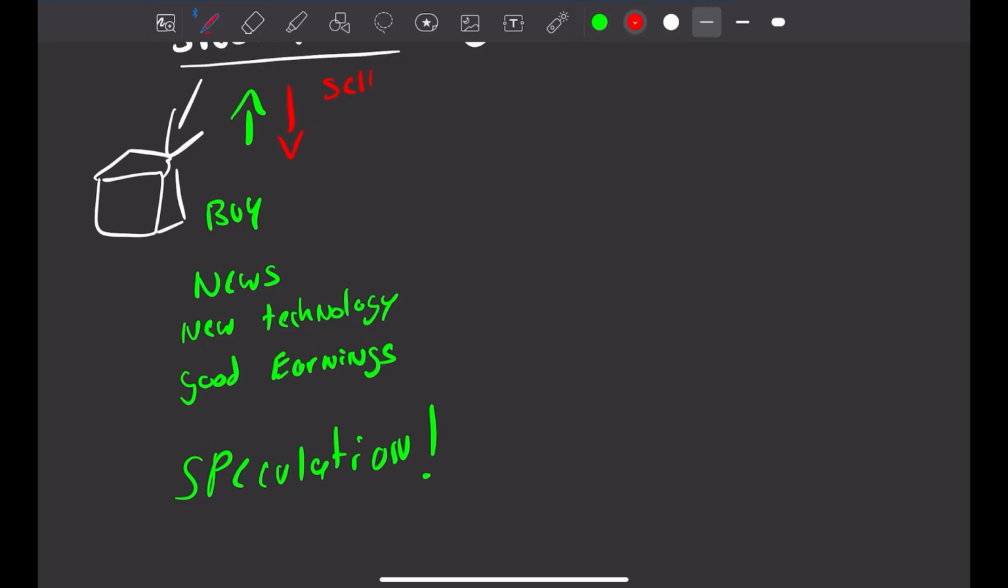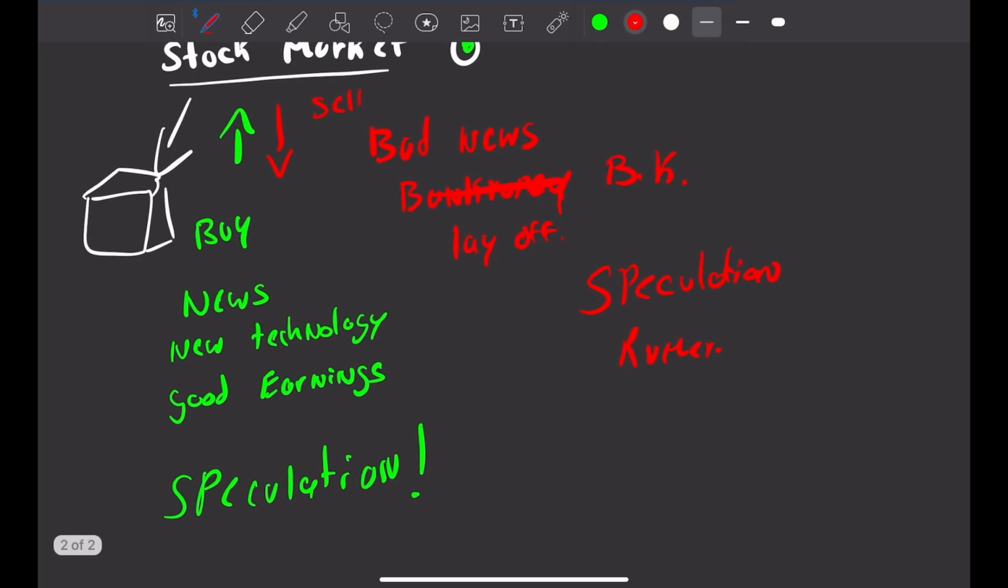What makes the stock go lower? Bad news, bankruptcy. Shit, I cannot spell, guys. I'm really sorry, but bankruptcy is a BK, not Burger King, but bankruptcy. Layoffs, employees, like Amazon, Google. Also speculation and rumors. And there's a bunch of other factors as well.